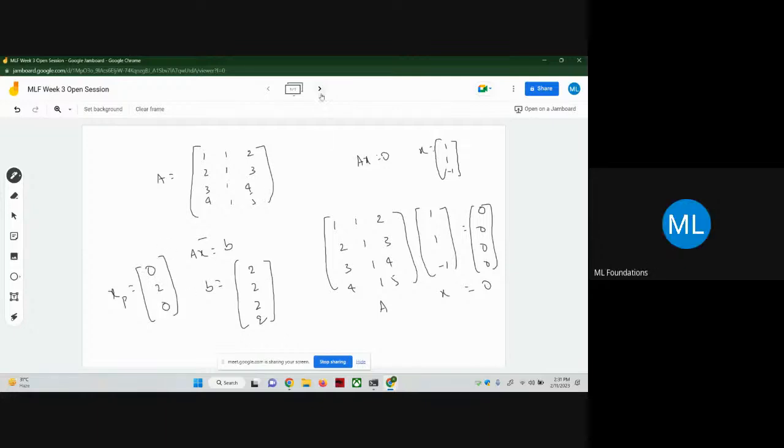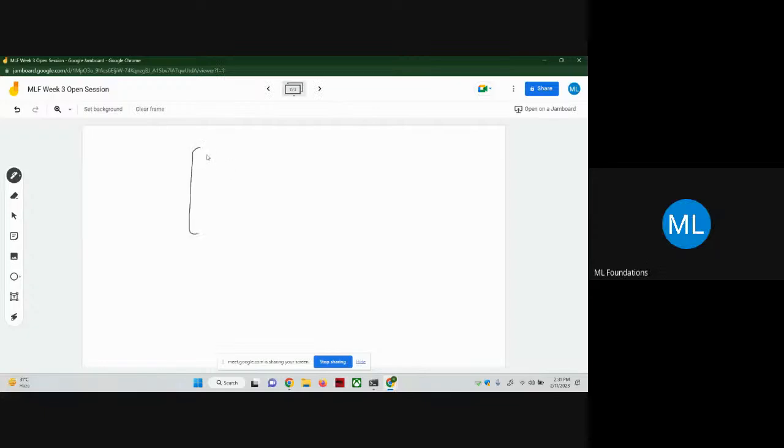Let me just show you this. The matrix 1, 1, 1, 1 and then 2, 3, 4, 5, multiplied by 0, 2, 0, will give you what? 1 times 0 plus 1 times 2 plus 1 times 0 is 2, and similarly 0 plus 2 plus 0 is 2. This is what you get. So 0, 2, 0 is one solution.